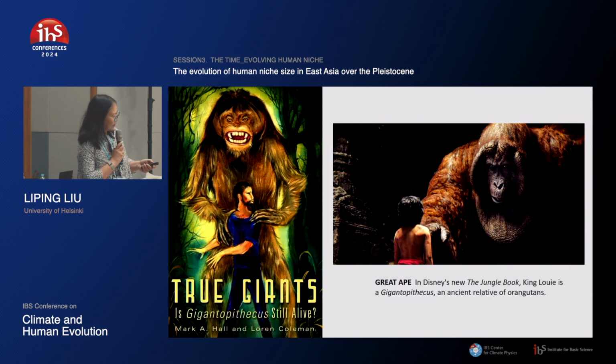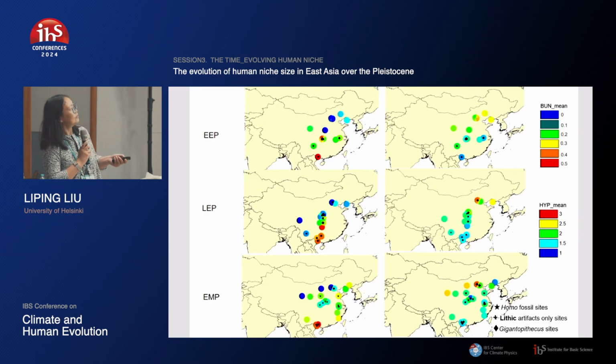And meanwhile, I'm also interested in why this Gigantopithecus, this giant ape, went extinct in East Asia around 230 thousand years ago, because this is quite fascinating for people to understand. They have made many books and movies about it. And in order to see it clearly, I show another figure.